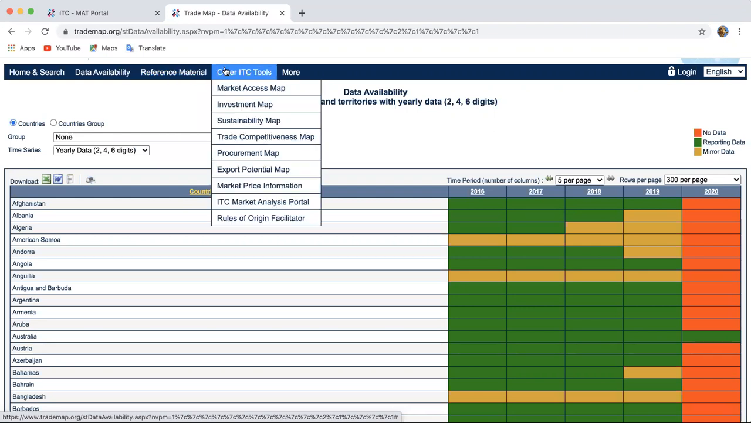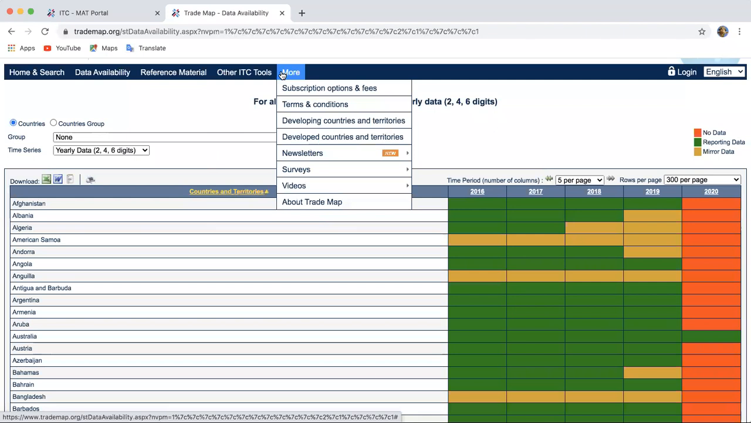Here we have another tab which goes to other ITC tools. Market Access Map, for example, is the one we will see later. Export Potential Map is the one that we will see later. And then we have many others. And here we have a tab to the portal that we were at just now. So this is our entire suite as of now.